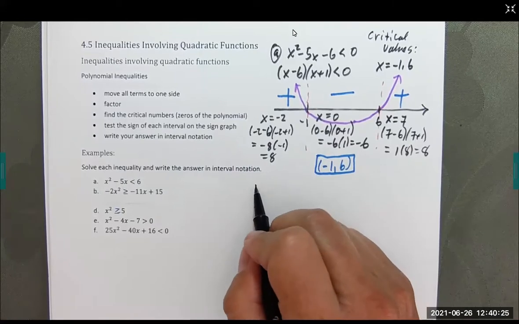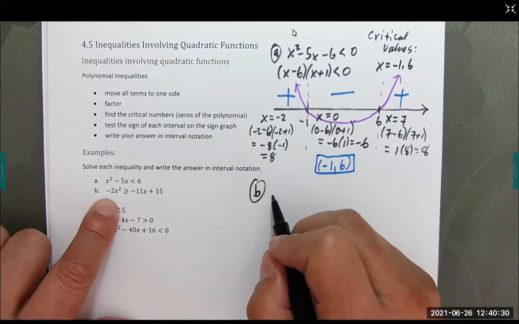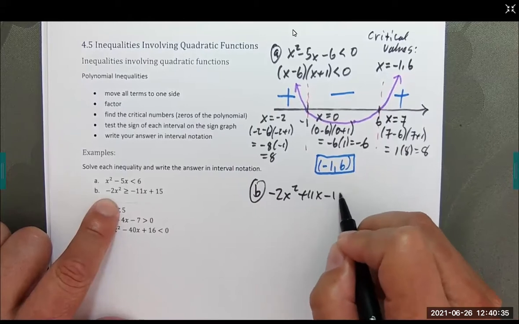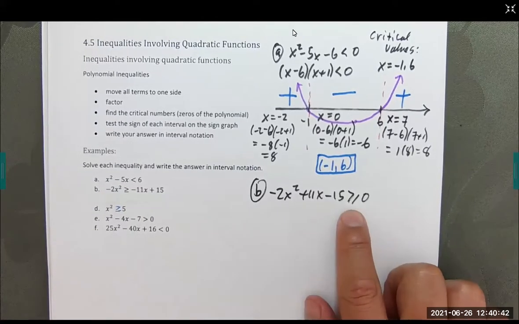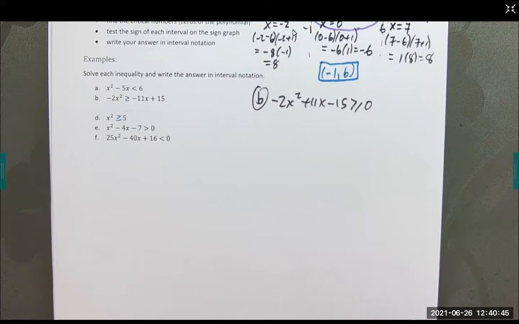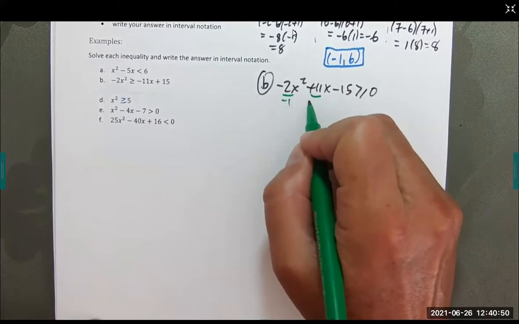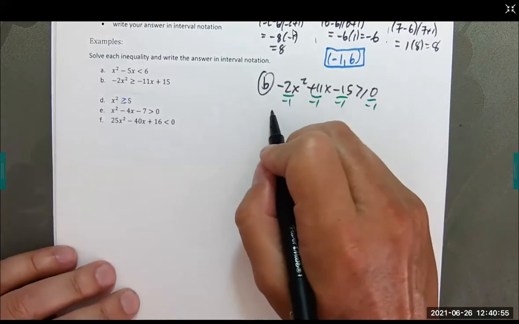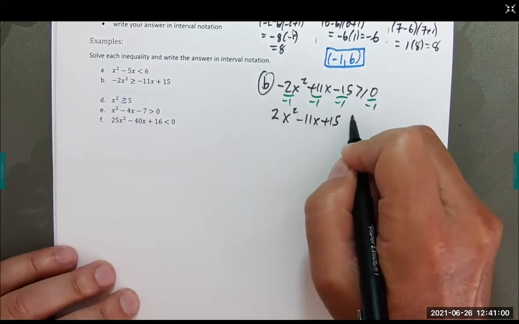Let's do part B. So I'm going to move everything over. So this is going to be negative 2x squared plus 11x minus 15 is bigger than or equal to 0. I'm also going to divide through by a negative 1. Now remember, when you divide an inequality by a negative, it switches the direction of the inequality. So we end up with 2x squared minus 11x plus 15 is less than or equal to 0.